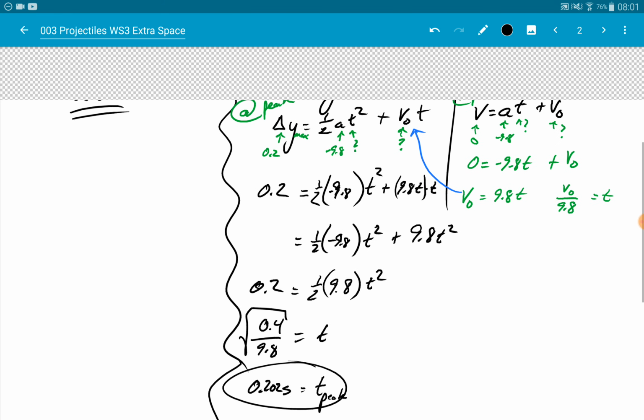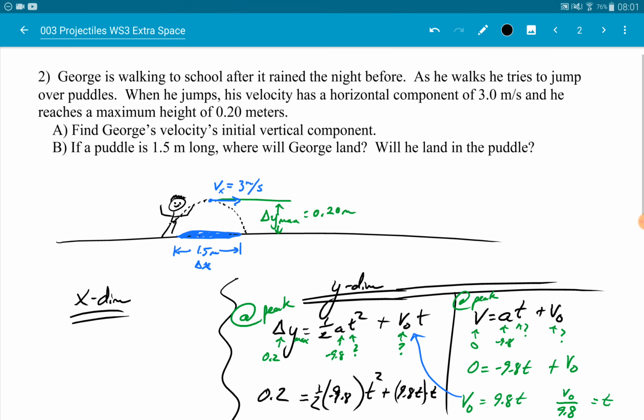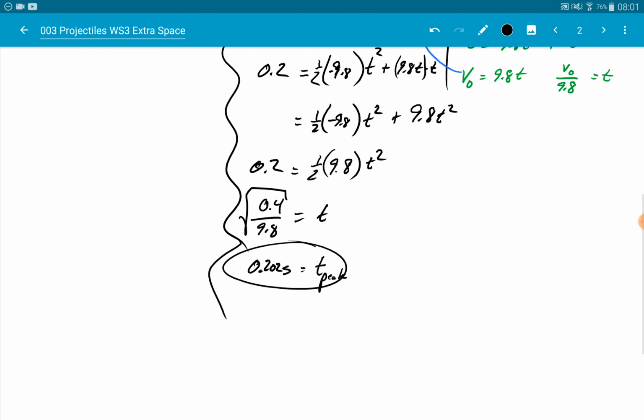Okay. Now, was that useful? Well, let's see what we're trying to find. We're trying to find the initial vertical velocity, and then where does he land in this puddle here. So I found the time, but then notice that I have these two equations, which are the exact same equation, just rewritten. And so now I can take that time and plug it back in for there.